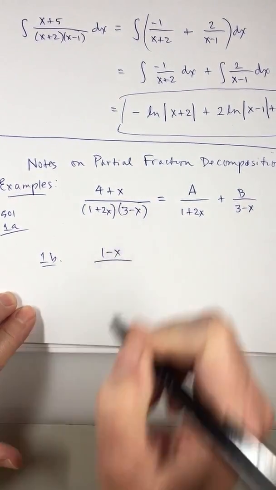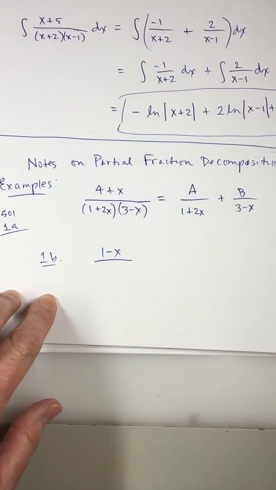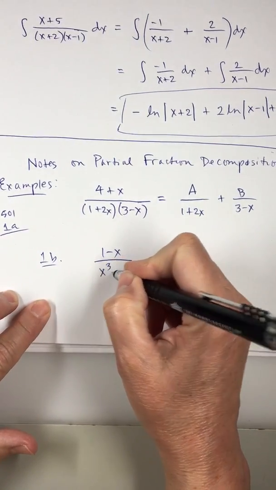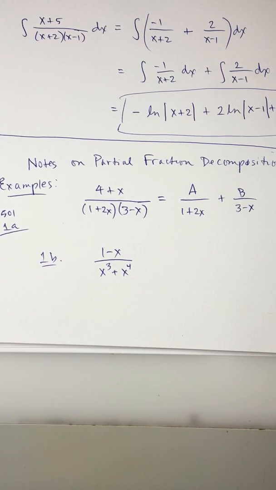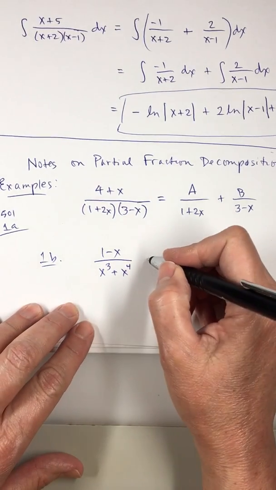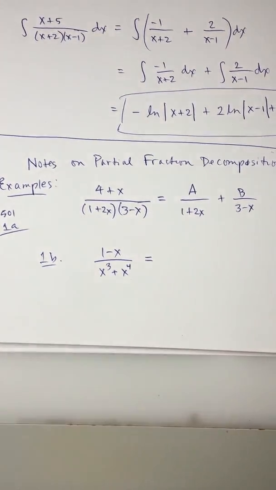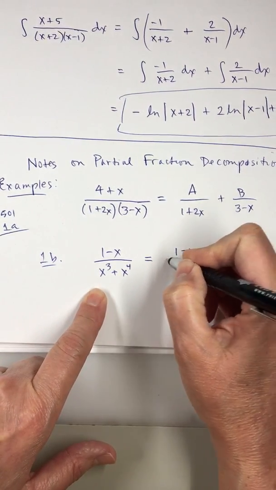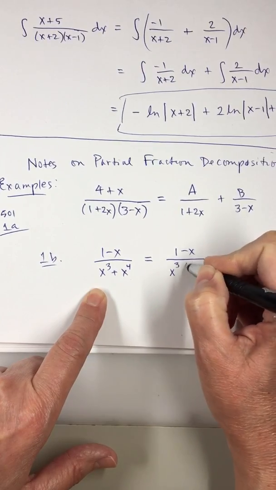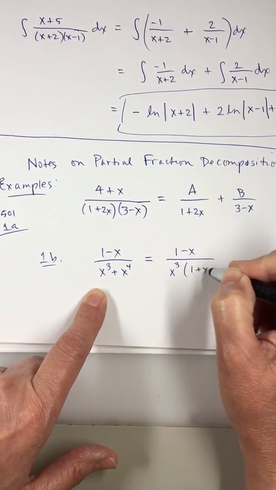1 minus x over x cubed plus x to the fourth. So your job, if the denominator is not factored, you've got to factor it. How do I factor this denominator? Take out the x cubed. So it's going to be 1 minus x over x cubed times 1 plus x.